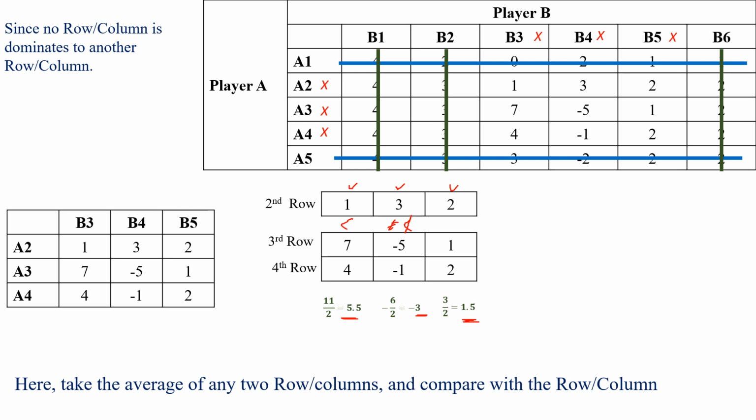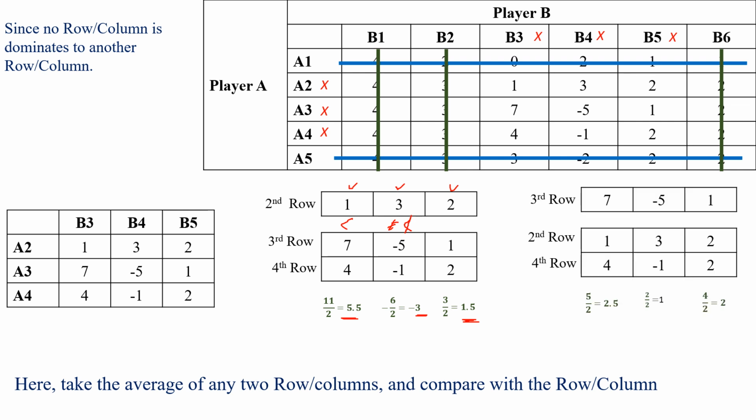Then you have to compare the third row elements with the average of the second row and fourth row elements. The third row elements are 7, minus 5 and 1, and the average values of the second row and fourth row elements are 2.5, 1 and 2. So here 7 is not less than 7.5 and also it is not equal to 2.5. So here the dominance rule is not satisfied.